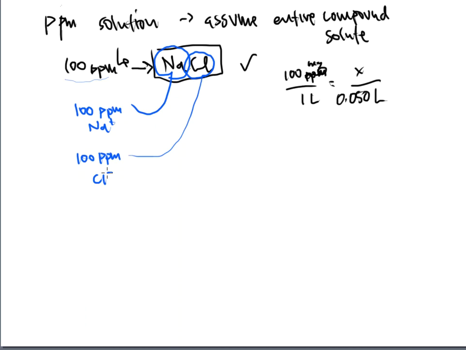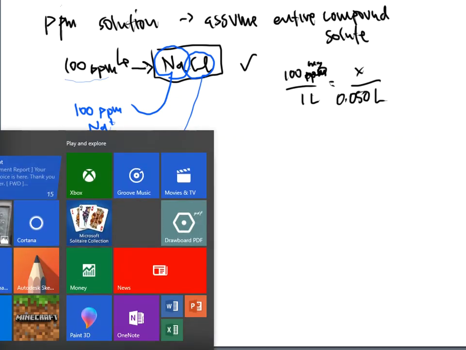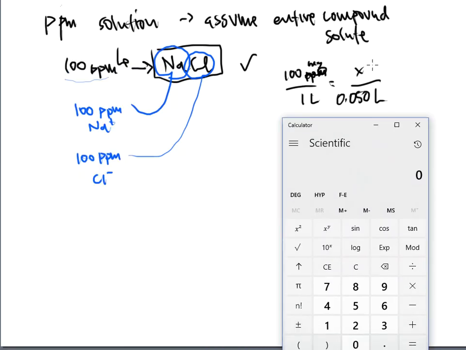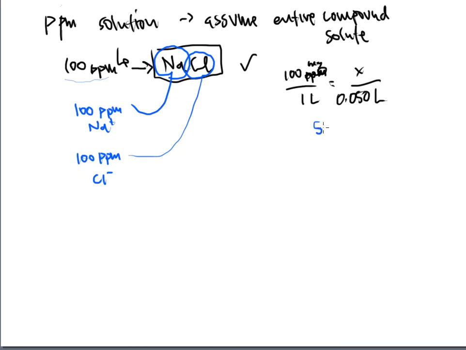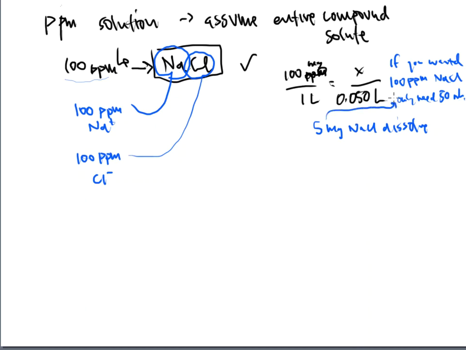Now, I want you to keep in mind that if you did 100 ppm salt, let me bring up the calculator just so that you can follow me. You cross multiplied and you divided. So 100 times 0.050 gives you 5. Okay? So we've got 5 milligrams of NaCl to dissolve. If you wanted to make 100 ppm of sodium chloride and you only need 50 mils, you should weigh out 5 milligrams of the salt.